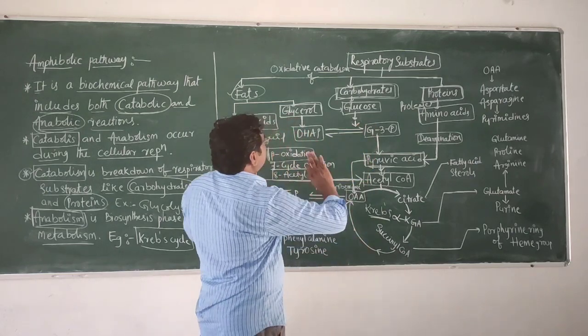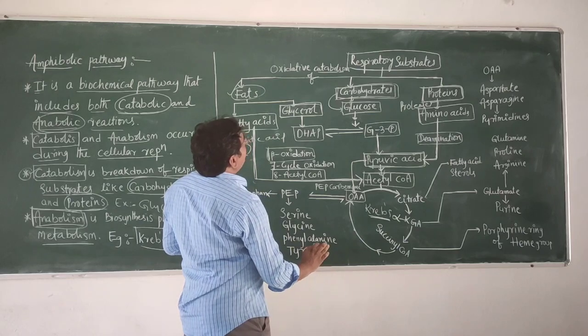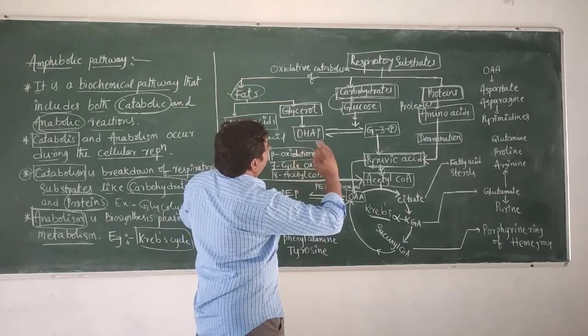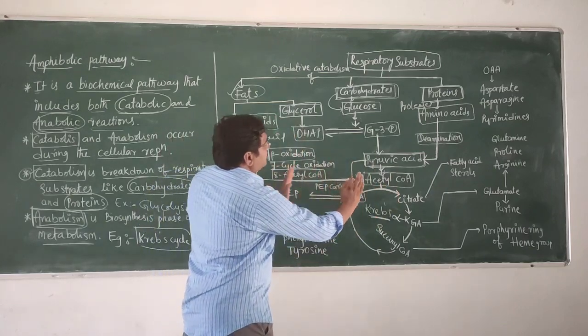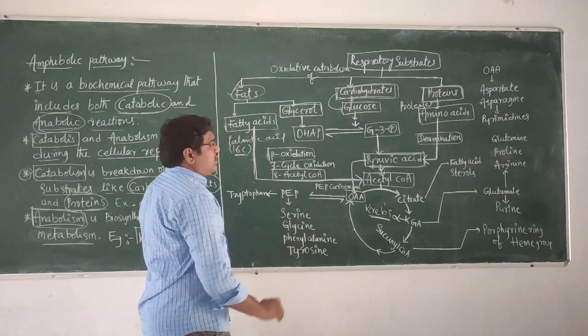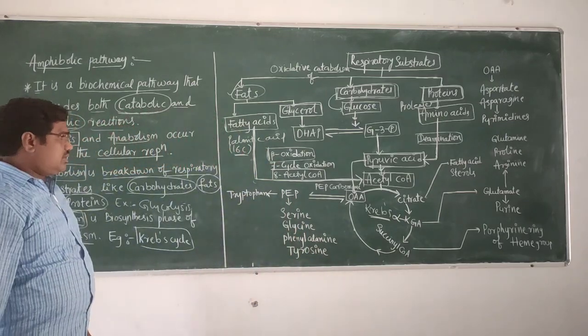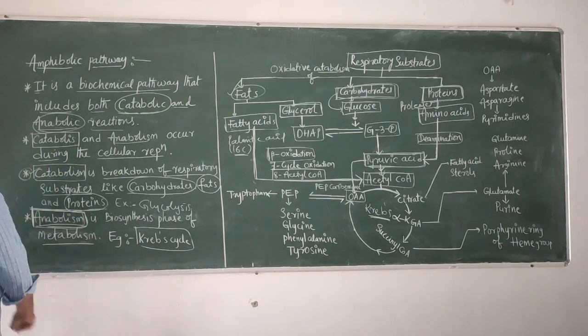So these respiratory substrates undergo oxidative catabolism. Then the end products again enter into glycolysis and the Krebs cycle. So these are the catabolic reactions. Next, what are the anabolic reactions in the Krebs cycle?